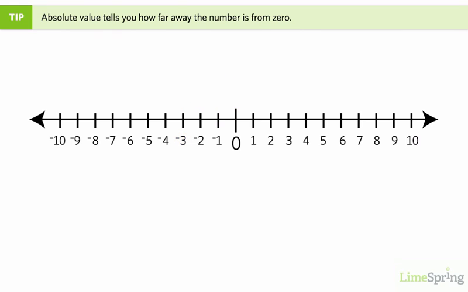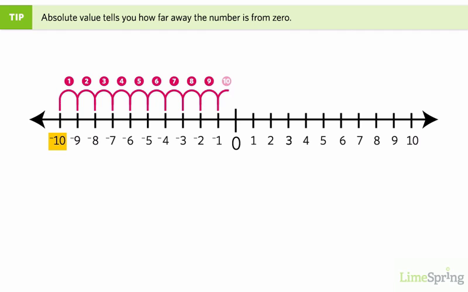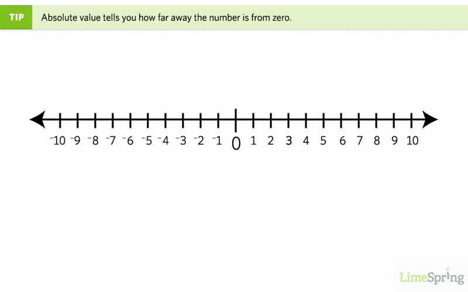What about the absolute value of -10? Well, it's 10, because -10 is 10 steps away from 0. How about -2/3? How many steps is it away from 0? The answer is 2/3, and this explains why the absolute value of -2/3 equals 2/3, which, by the way, is also the absolute value of +2/3.